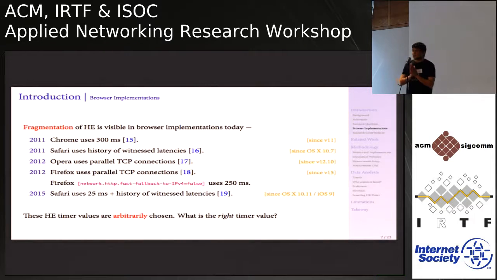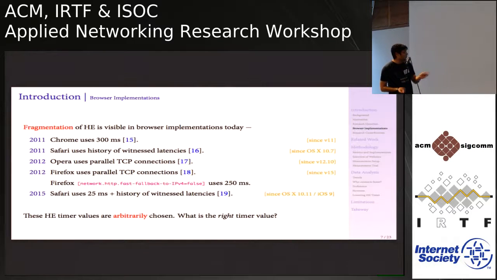And the effects of this changed landscape you can already see in browser implementations, because there is a fragmentation of the timer value in today's implementations. It started with Google Chrome. This was during the time when the RFC was being released, and they were using 300 milliseconds. And Safari during that time used to use history of previously witnessed latencies. And starting 2012, Opera and Firefox use parallel TCP connections. We argue that this is not an implementation of Happy Eyeballs because it's not adhering to the V6 upgrade policy or the design goals that I talked about.